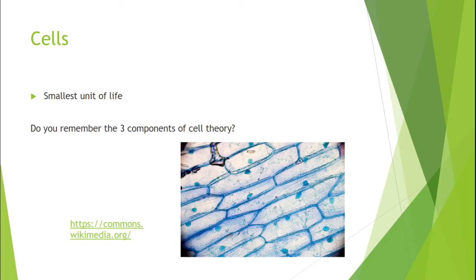Do you remember the 3 components of cell theory? I'll give you a hint. I talked about the onion cells. Remember the first scientist to see the cell, which was a plant cell, a cork? It was Robert Hooke. So I want you to pause here and write down the 3 components of the cell theory.